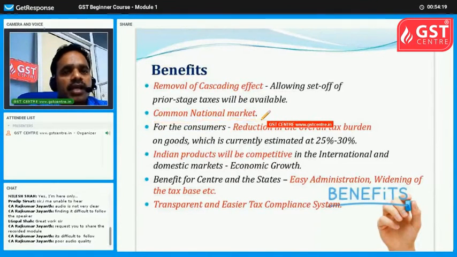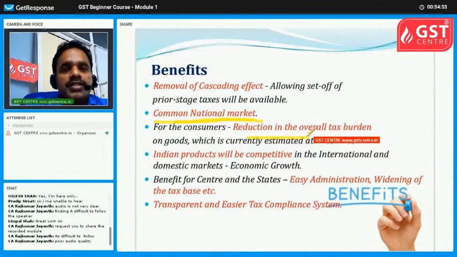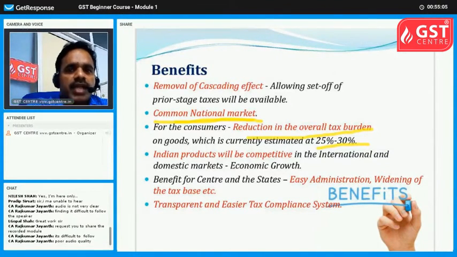And a common national market. You may remember the main slogan for GST is one nation, one tax. There is a saying that all check posts will be removed from where a vehicle is going from one state to another. There are some check posts now, and those will be removed in the GST scenario. We have to see that. Not sure. So there will be a common national market and a reduction in the overall tax burden. Suppose we take some industries, the tax rate is almost 25 to 30%. So there will be a reduction in the tax burden.